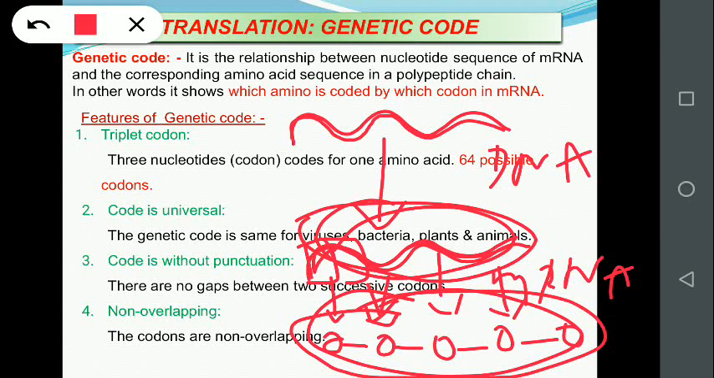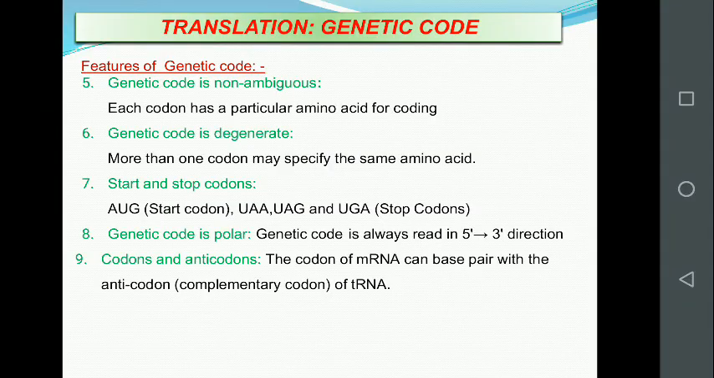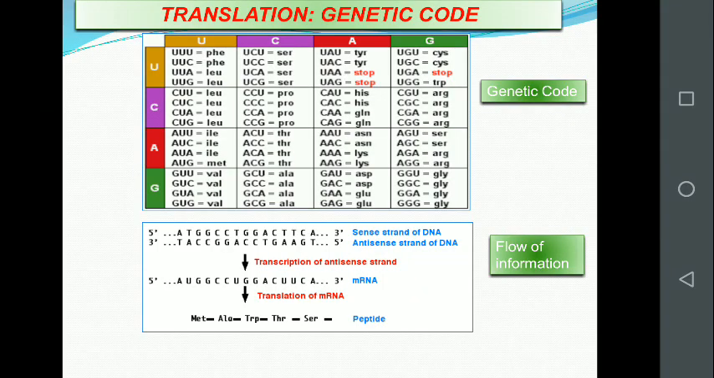So in other words, it can also be defined as which type of amino acid is coded by which type of codon in mRNA. Suppose when we look at the genetic code, for your convenience I will show you the genetic code table right now. So this is the genetic code table.